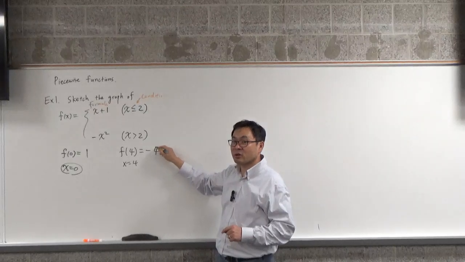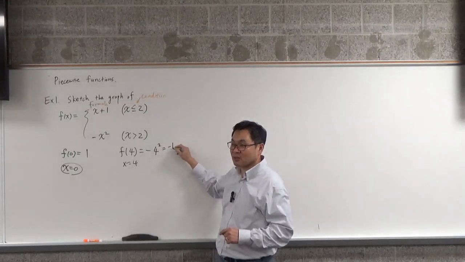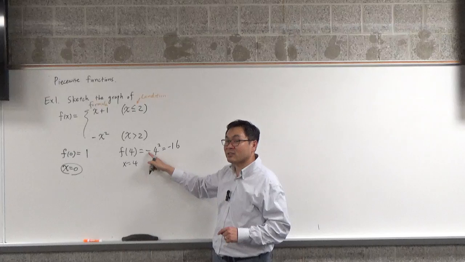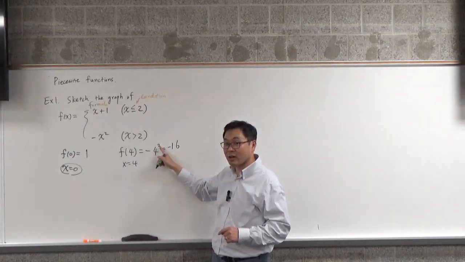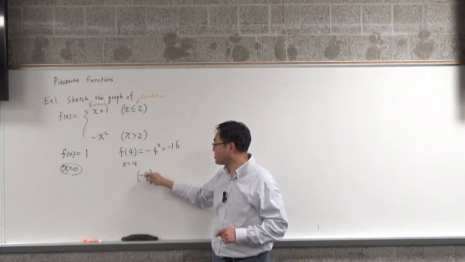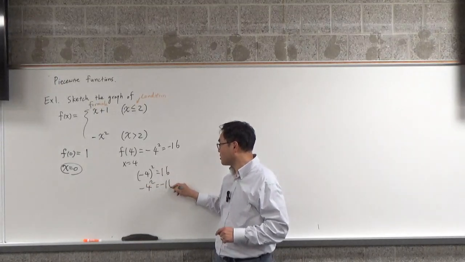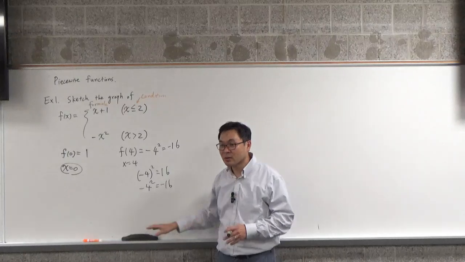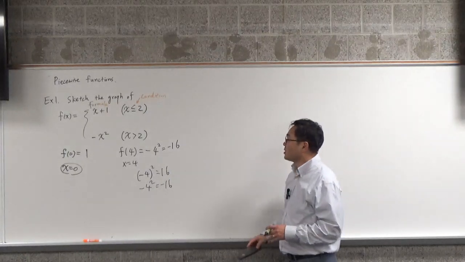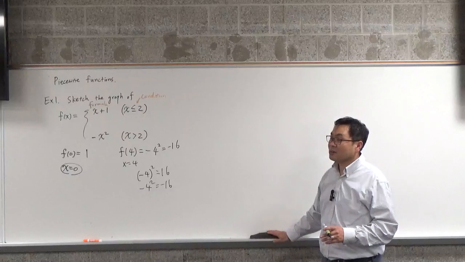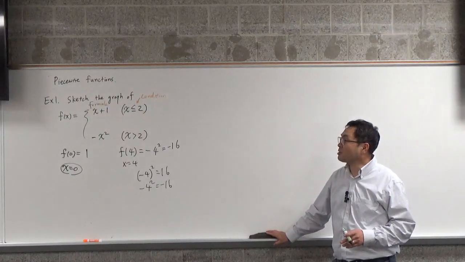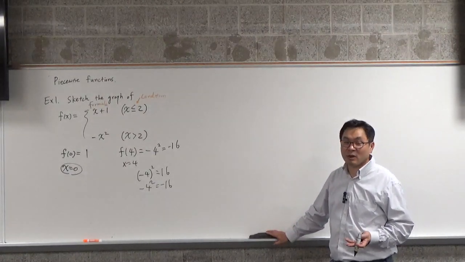Negative 4 squared. What's that? Negative 16. Okay. This negative is outside the square, okay? See, negative 4 in parentheses squared is positive 16. Negative 4 squared is negative 16. You have to know this difference, okay? All right, so knowing that, now the second question is, how do you sketch this graph then?